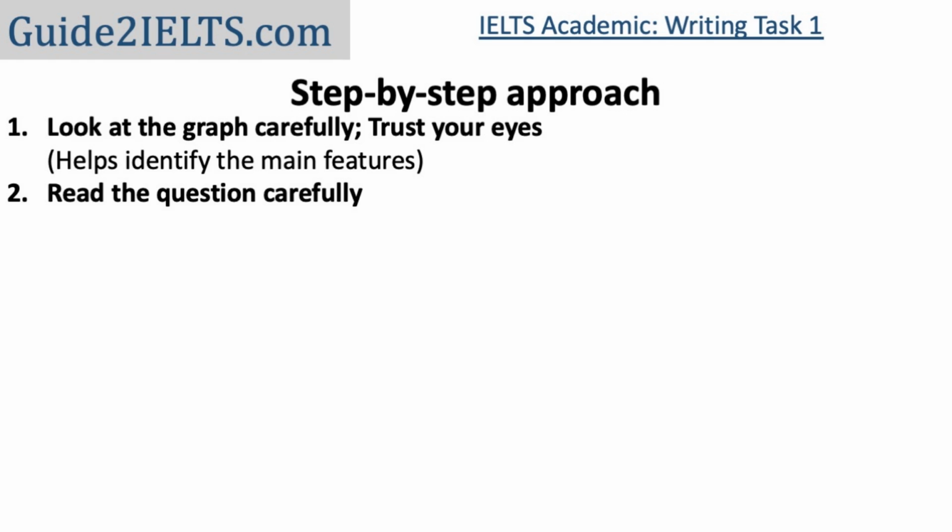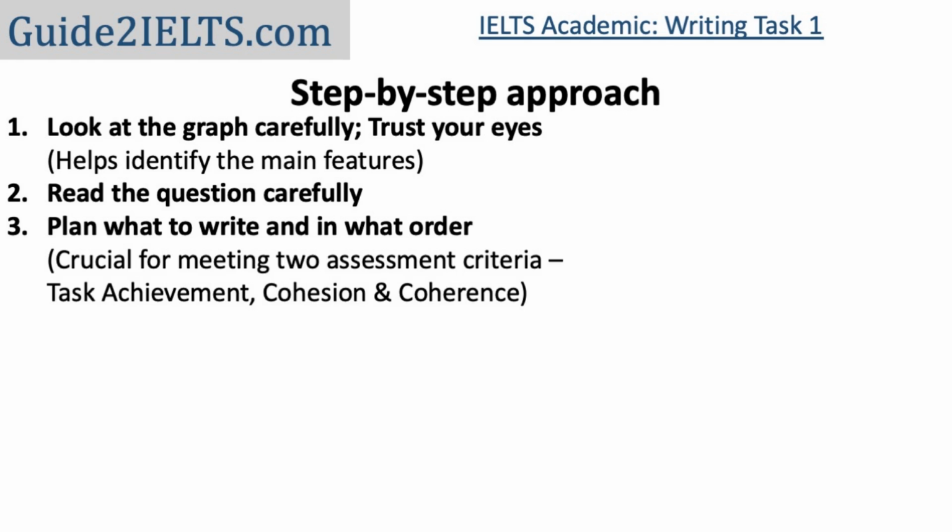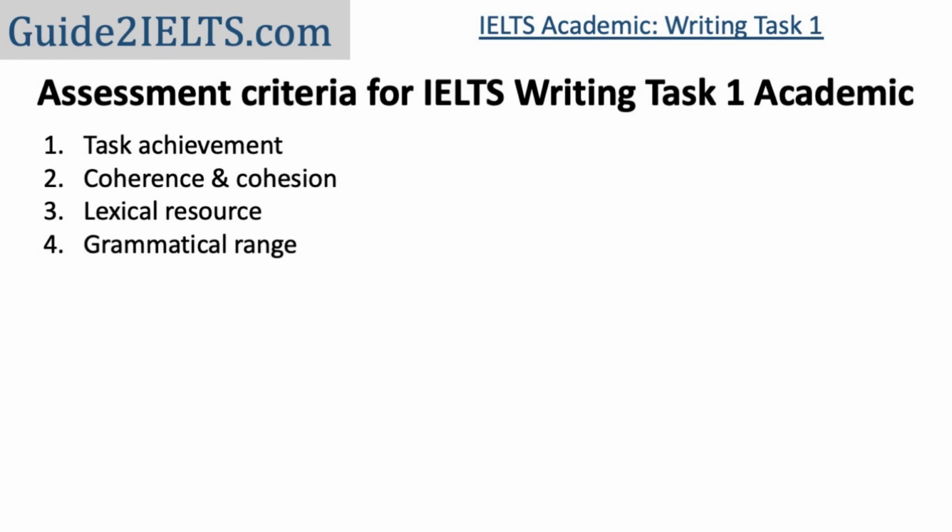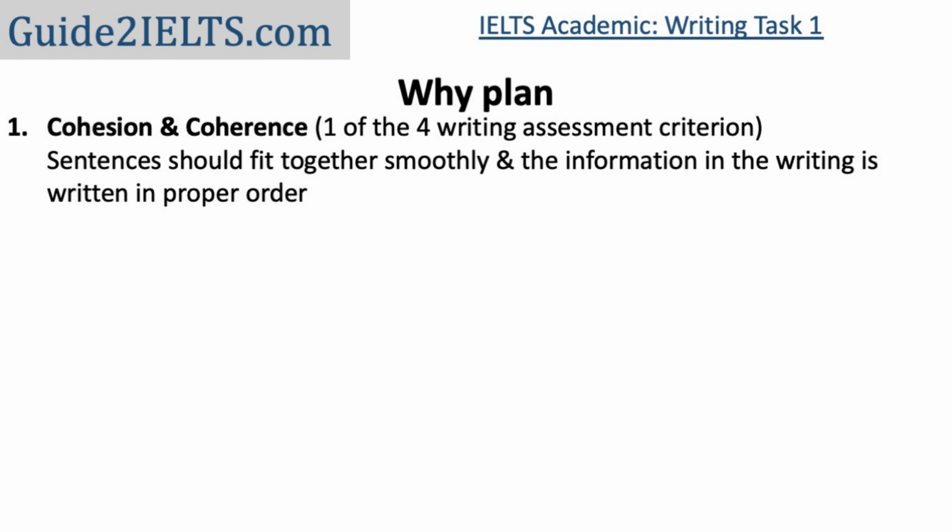Now, I read the question, look at the graph, and decide what to write and in what order. This planning is important for 2 reasons. One of the criteria of assessment in IELTS writing is cohesion and coherence. This means sentences should fit together smoothly and the information in the writing should make sense. The information can make sense if it is written in a proper order. If I write something about one thing, then start writing about the second thing, and then write something about the first thing again, it may just confuse the reader. That writing will score low on this criterion of cohesion and coherence.